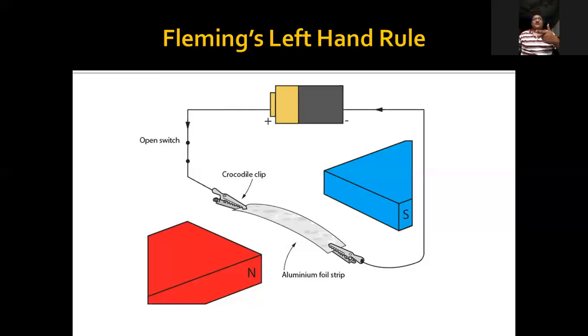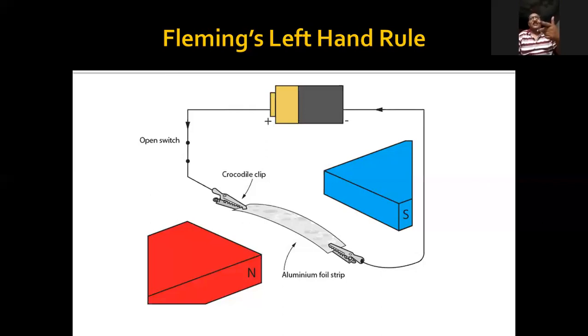And please try this yourself. I call it the index finger also. And this is the forefinger. This is M, magnetic field from north to south. And the current is coming towards me. And my thumb is pointing upward. It means this aluminum foil will experience a force in the upward direction.